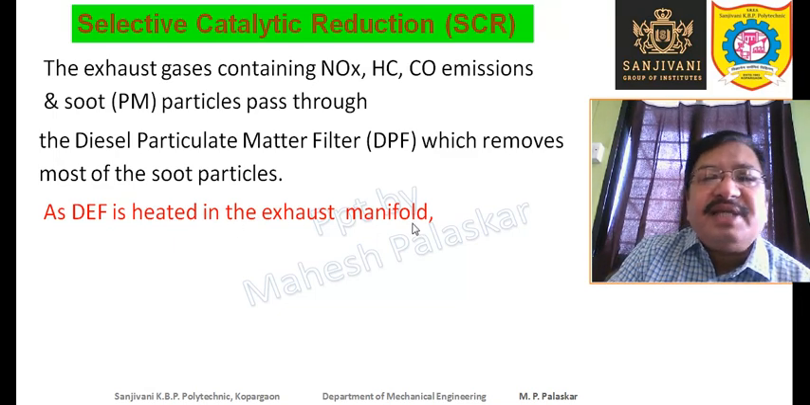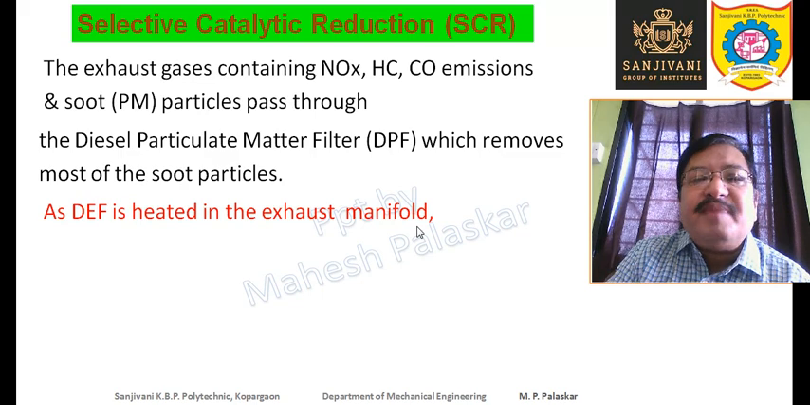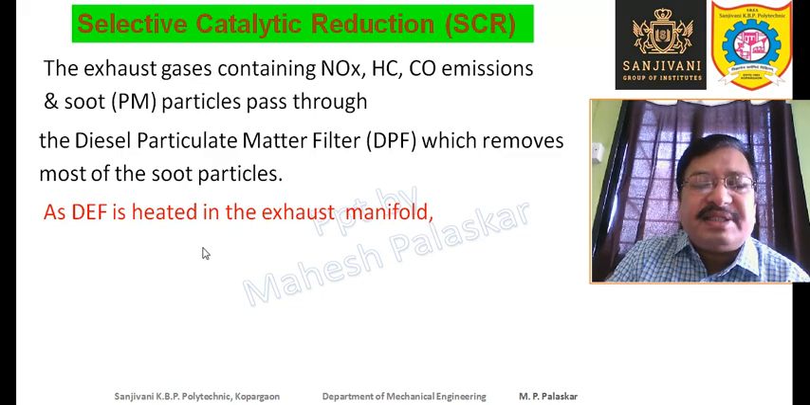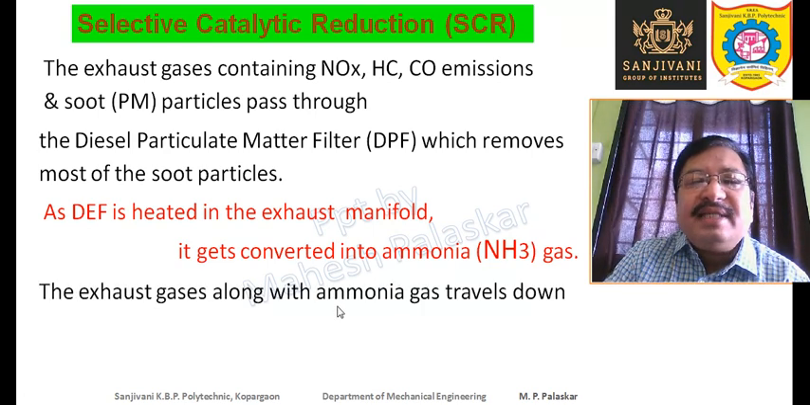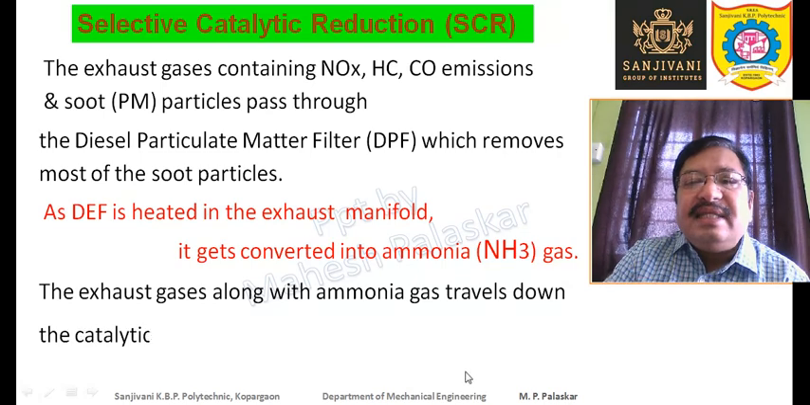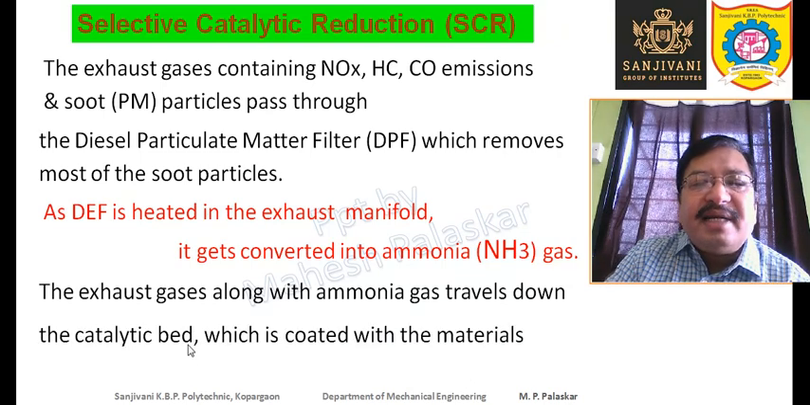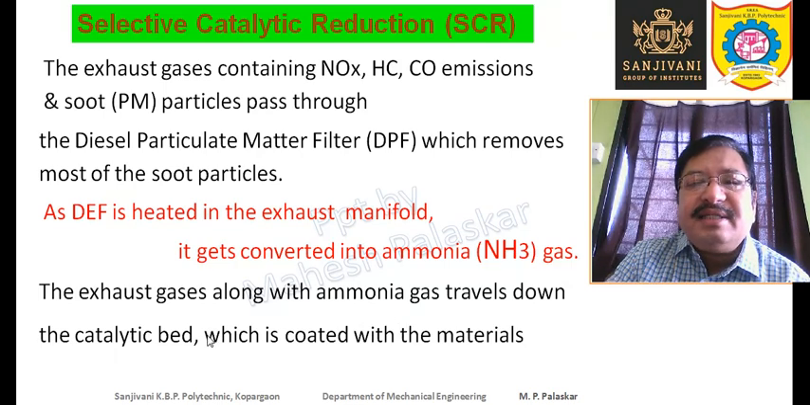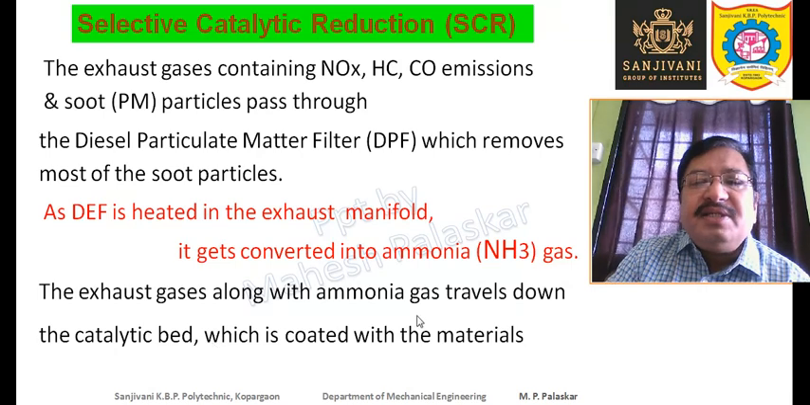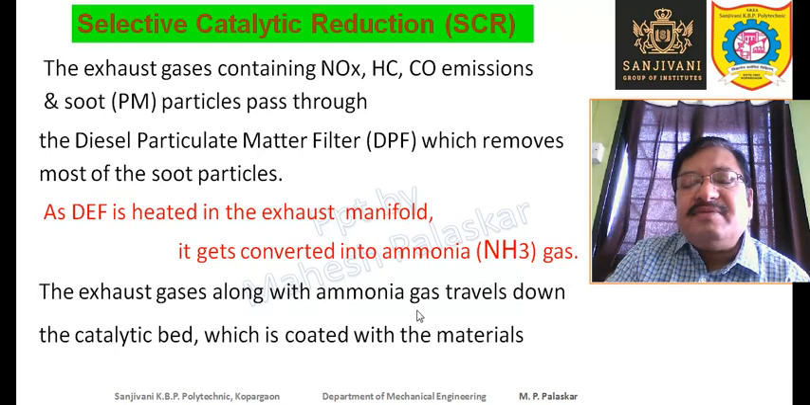It comes in contact with the exhaust gases, it gets heated in the exhaust manifold due to the hot exhaust gases, and it gets converted into ammonia. I have already told you that this diesel exhaust fluid gets converted into ammonia, and the exhaust gases along with the ammonia gas travel down the catalytic bed. Now we have the ammonia gas and the exhaust gases. This mixture travels along the catalytic bed, which is coated with the materials which act as catalyst.